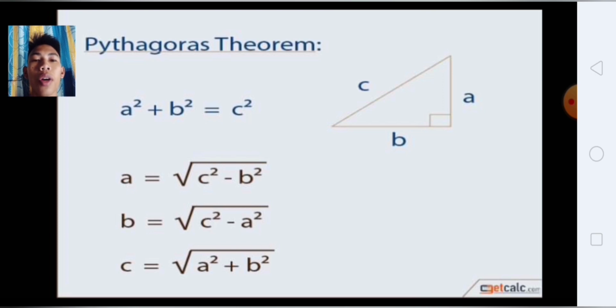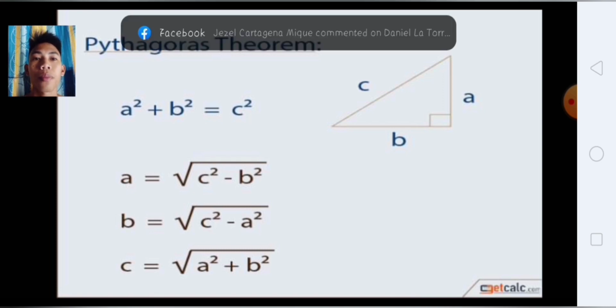If we're looking for A, we're gonna use A is equal to the square root of C squared minus B squared. If we're looking for B, B is equal to the square root of C squared minus A squared. If we're looking for C, C is equal to the square root of A squared plus B squared.